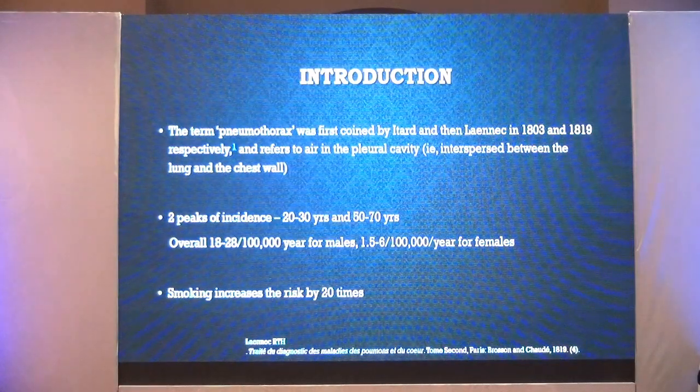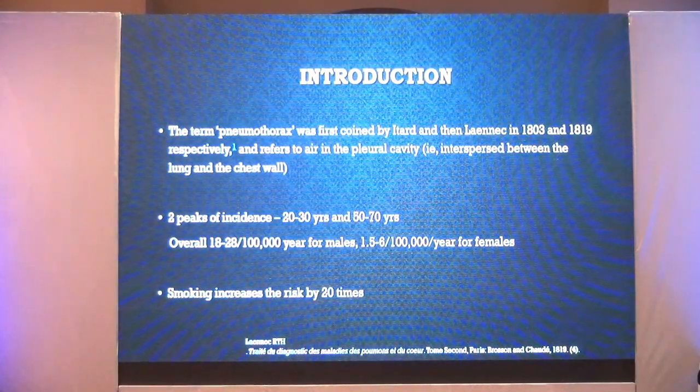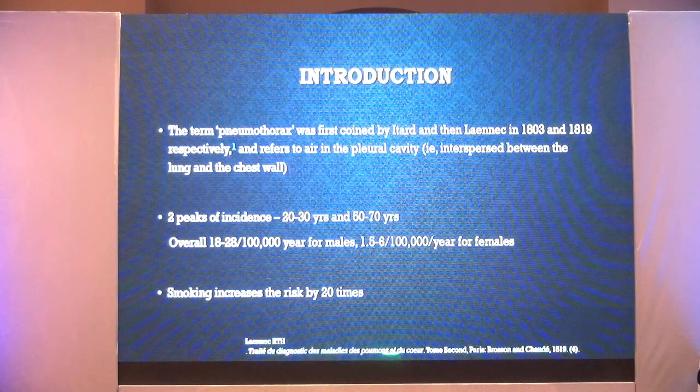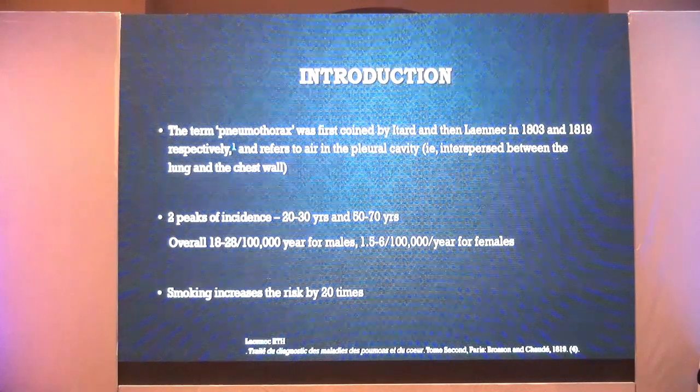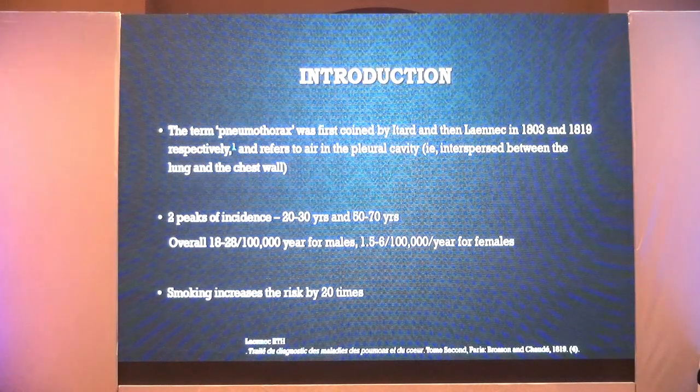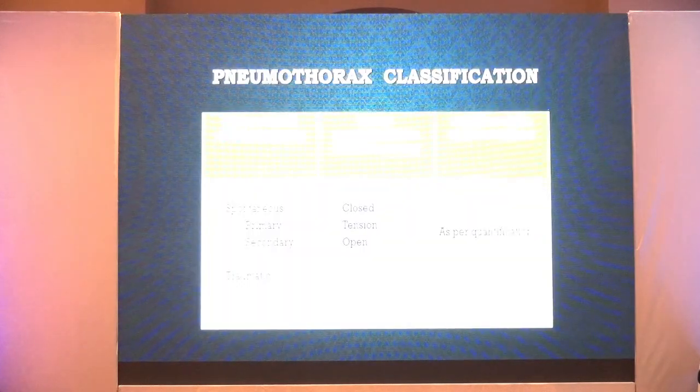As you all know, pneumothorax is presence of air in the pleural cavity, described as early as the 18th century, and there are two peaks of incidence. The earlier peak is predominated by the primary spontaneous variety, and the second peak, which is later on, at 50 to 70 years, is mostly by secondary spontaneous pneumothorax.